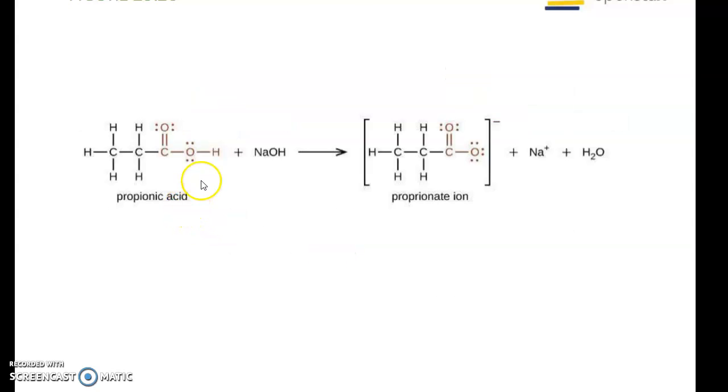Propionic acid, you can react that with sodium hydroxide. Okay, so it is a weak acid in solution. You can titrate that. And what will happen is you'll get the propionate ion along with sodium ion plus water, right? That's a typical reaction for a neutralization.